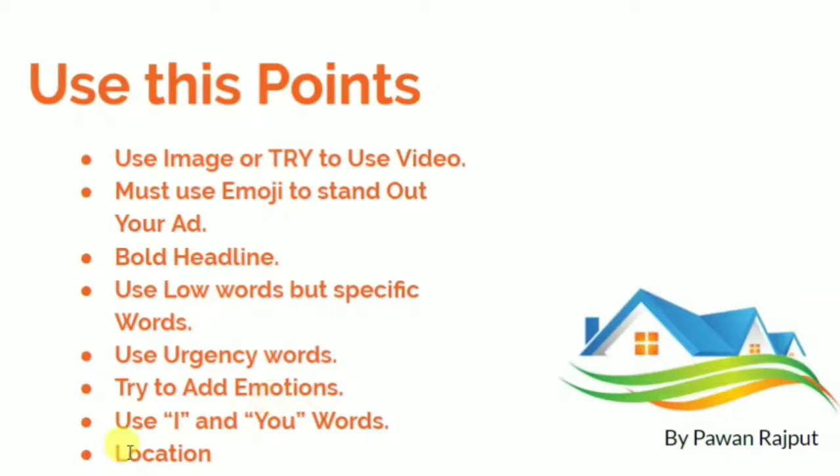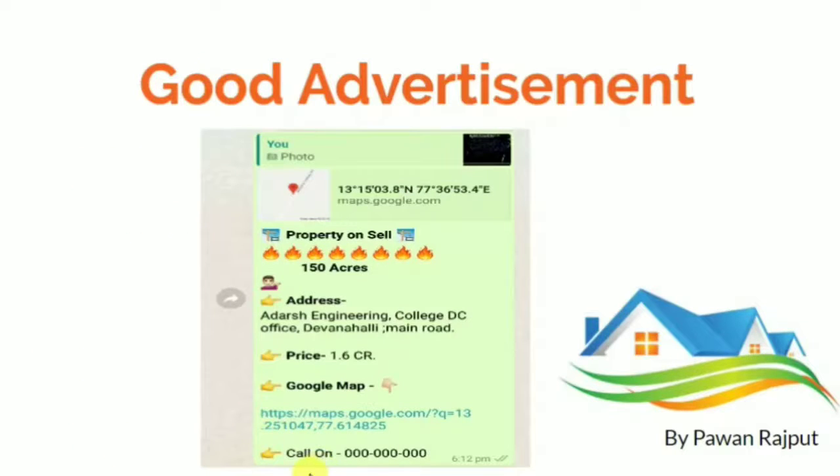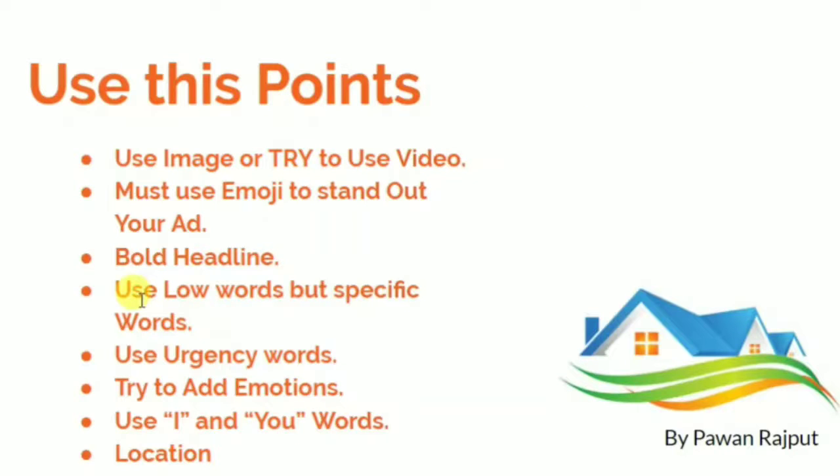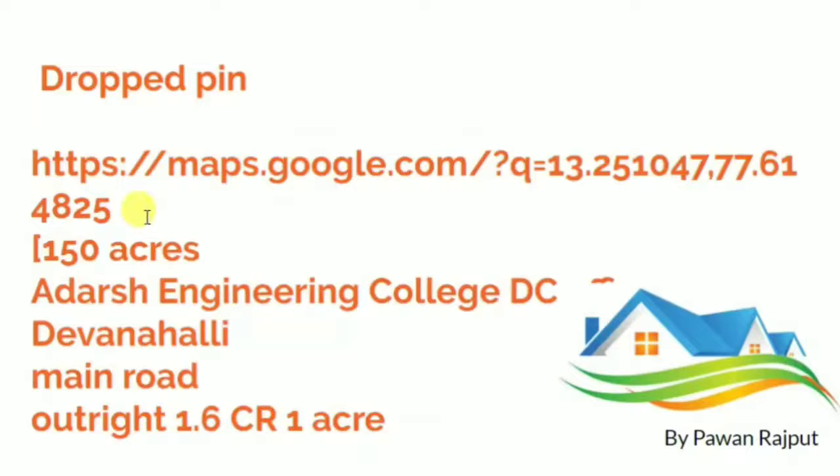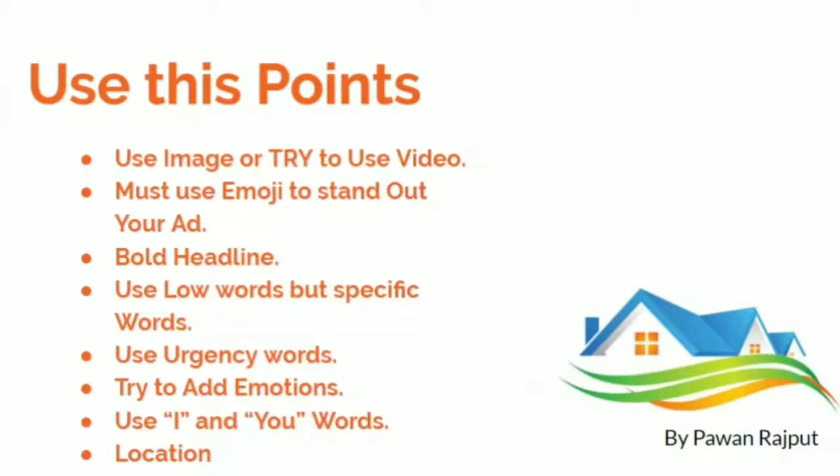If you are selling a home, use "I" and "you" words. Don't use the "we" word, because "I" and "you" help build a connection with the customer, right? And you can also use a Google Map location, as I have just used here, right? So use these points to build a good advertisement. As you can see, this was a bad advertisement and I just made this good advertisement. You can use these points. Take a screenshot, save it to your phone, or write it down.